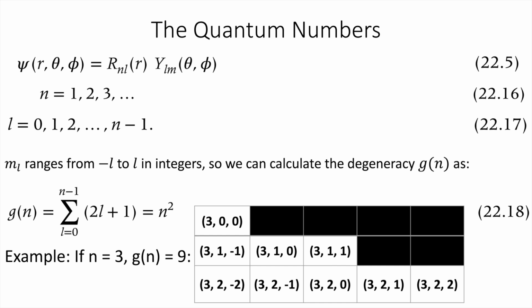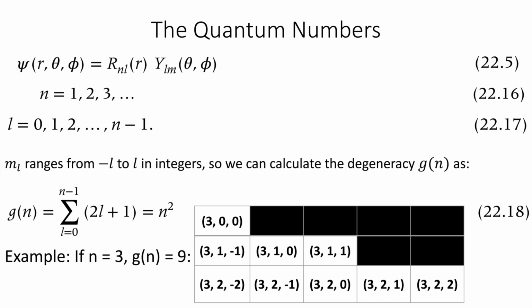So let's look at an example. This is much easier to see with an example. If n is 3, then the degeneracy must be 9, because 3 squared is 9. Let's enumerate them all out. If we set n equal to 3, and let's choose 0 for l, then m can only be negative l to positive l. Well, 0, negative 0, positive 0, that's just 0. So 3, 0, 0. That's the top row.